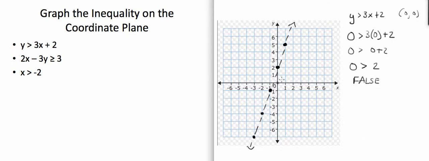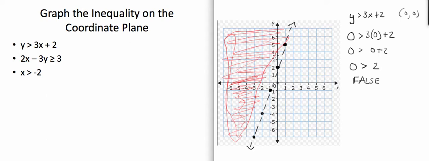So what that means is any point that is on the same side of this line as 0, 0 will not work. But any point that's on the opposite side, on this side over here, will work. So we shade this side. Okay, so we shade this other side here, and that's the side. Our solution is this whole shaded area.